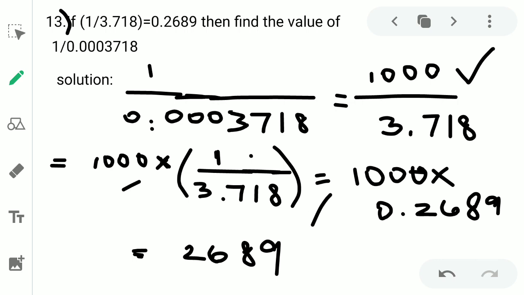So when I divide 1 by 3.718, you will get the answer as 0.2689, and when I multiply by 1000, what will be the answer? I am moving the decimal towards the right: 1, 2, 3, 4. So no decimal comes here. So my answer will be 2689.